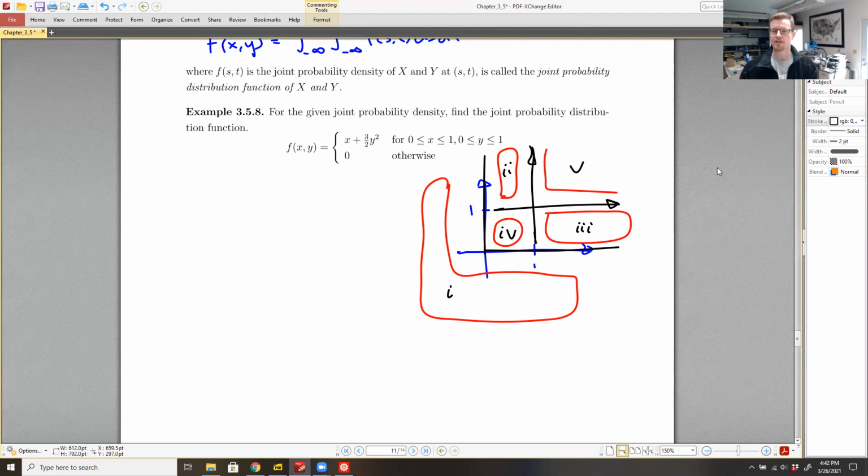So capital F, our cumulative joint probability distribution function, mouthful there, is going to be piecewise, and it's going to have 5 different conditions, 5 different locations that it's defined differently for. So there are 5 cases.